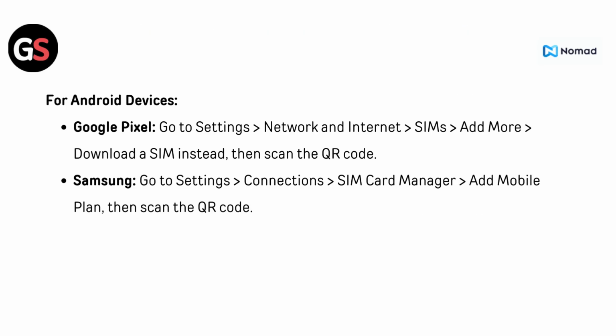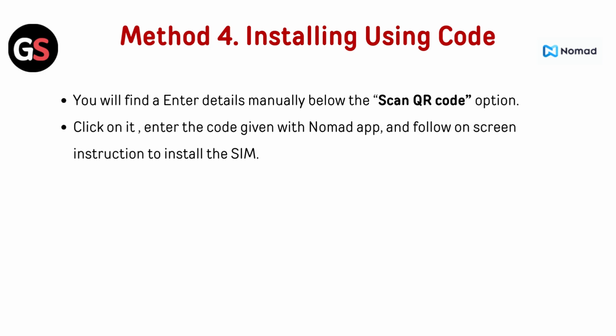For Android devices, Google Pixel, go to Settings, then Network and Internet, SIMs, add more, download a SIM instead, then scan the QR code. For Samsung, go to Settings, then Connections, then go to SIM Card Manager, add mobile plan, then scan the QR code. Method 4. Installing using code. You can find Enter details manually below the Scan QR code option. Click on it, enter the code given with Nomad app and follow on-screen instructions to install the SIM.